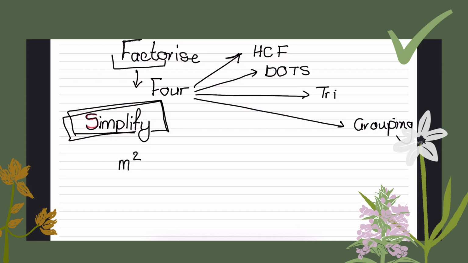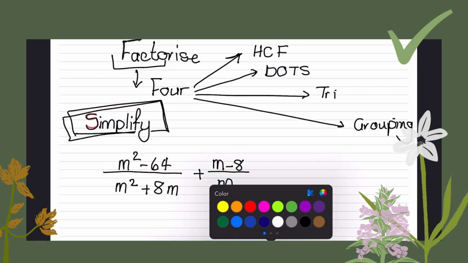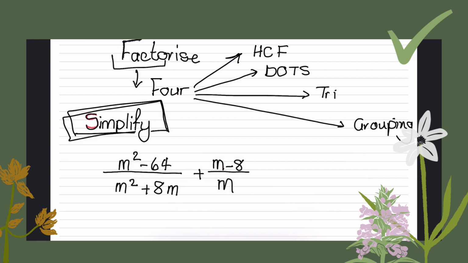So it's m squared minus 64 all over m squared plus 8m, plus on the top m minus 8 divided by m. Okay, so let me do this in red so that you see this is the incorrect way to do it. So you cannot go m divided by m, or m minus 8 and m minus 8 cancels each other.